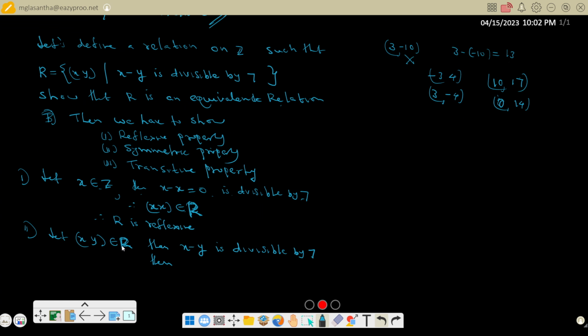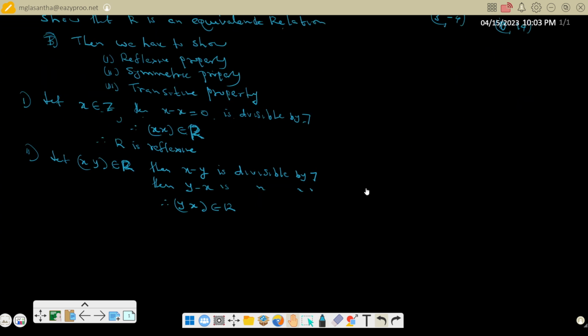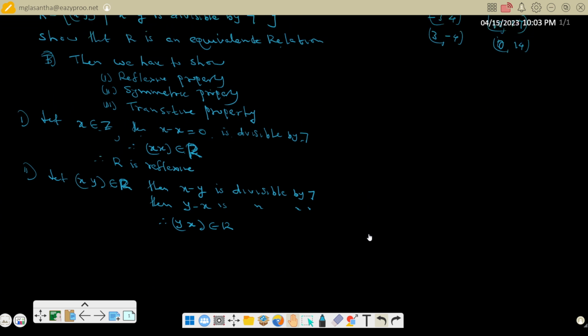Then if (x, y) belongs to R, then x minus y is divisible by 7, then y minus x is also divisible by 7. If x minus y is divisible by 7, y minus x is divisible by 7. Therefore, (y, x) belongs to R. Whenever (x, y) belongs to R, then (y, x) belongs to R. Okay.